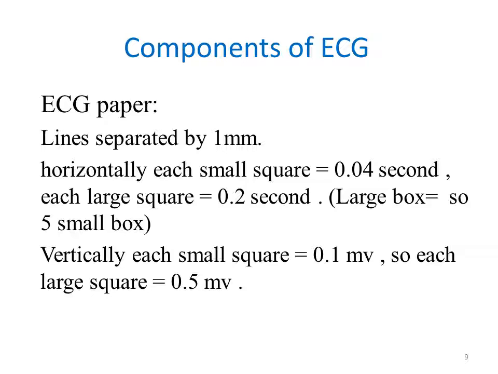The ECG paper has lines separated by 1 millimeter. Horizontally, each small square is about 0.04 second. Each large square is about 0.2 second, which means 0.04 times 5 small squares equals 2 tenths of a second, so the large square contains 5 small squares. So the large square represents a time period of 0.2 seconds, 2 tenths of a second.